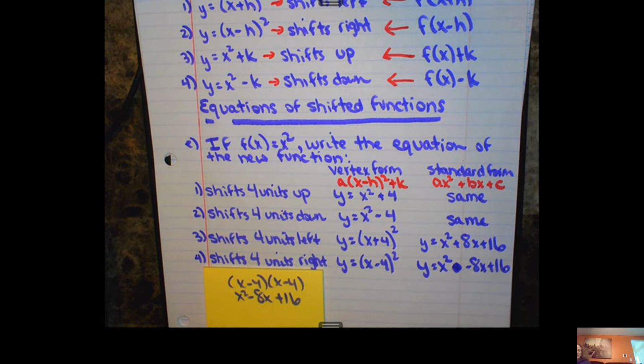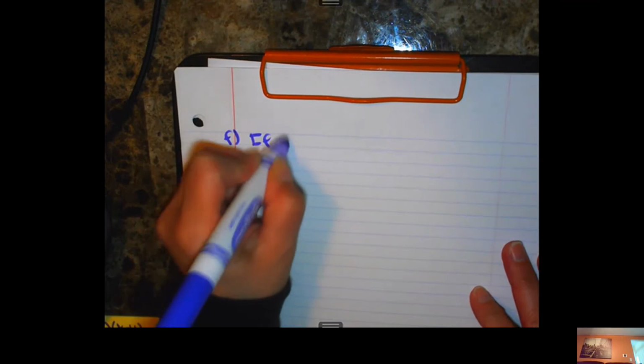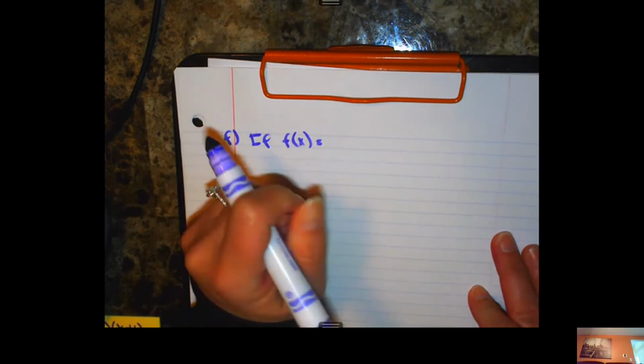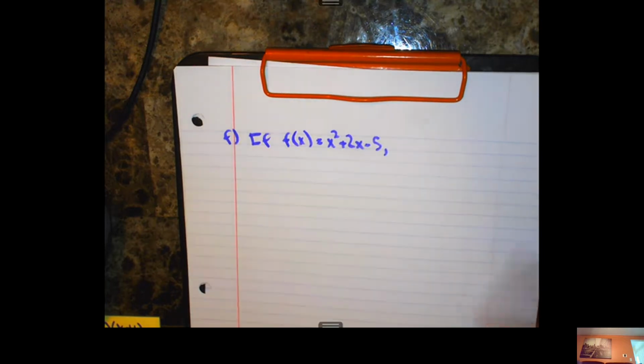The last part of the notes is I'm going to give you the shift, and then we're going to be changing the equation, so a little bit different. So I'm going to take these off. I'll leave my rules nearby. Last part, this is example F. Can you write, if f of x equals x squared plus 2x minus 5. So this time I'm giving you a different kind of an equation. It's still quadratic.